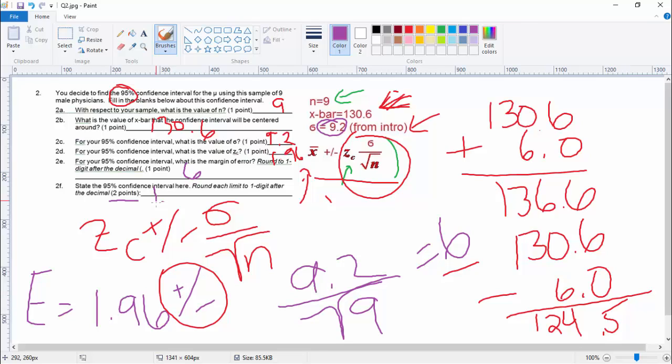So we're going to do, here's the interval. It's from 136.6 through, oh, I went the wrong way. I always do this. Okay, 124.5 is the lower limit. It's easier to say it this way: 124.5 all the way up to 136.6. This is a 2, or you can say 2.